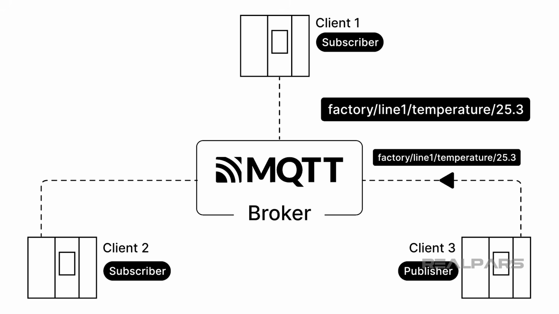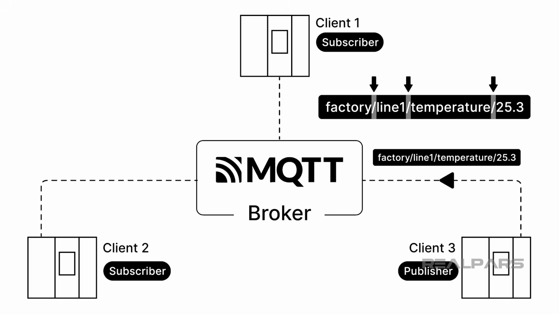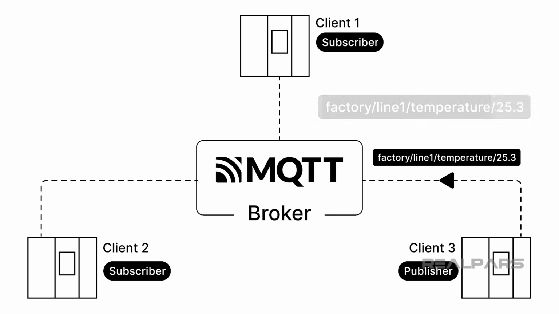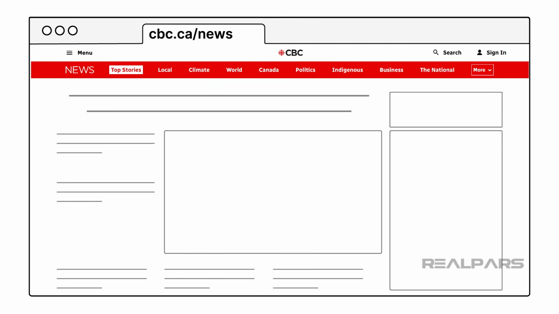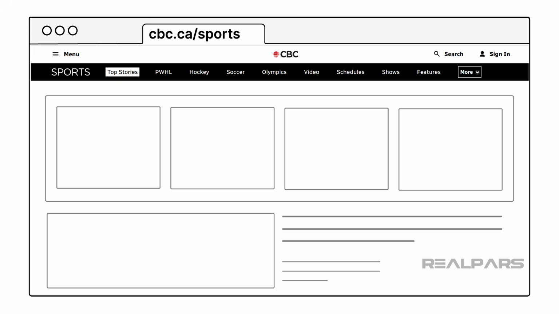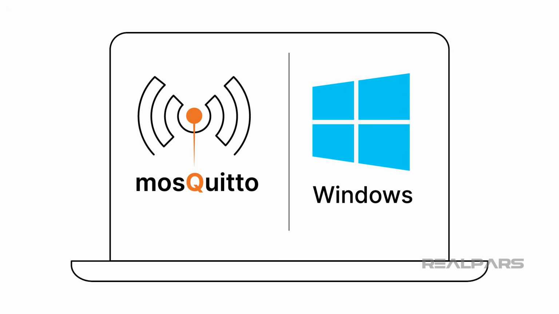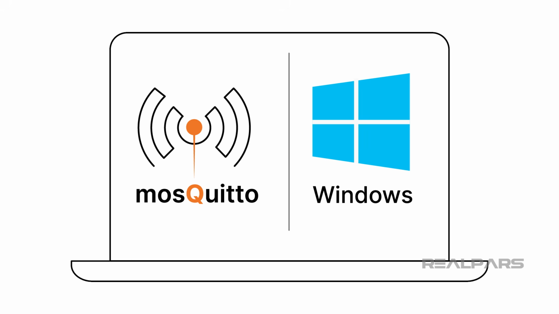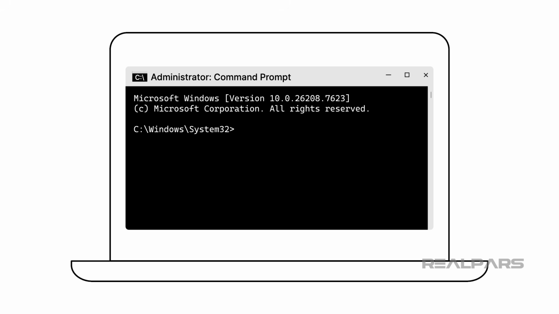A topic is typically leveled and separated with a forward slash between the levels. For example, our temperature topic is factory/line1/temperature. Anyone who has visited a website has seen this type of leveling before, such as on cbc.ca/news or cbc.ca/sports. A local broker, such as Mosquitto, runs on your own computer. On Windows systems, it is typically installed and then accessed using the command prompt.